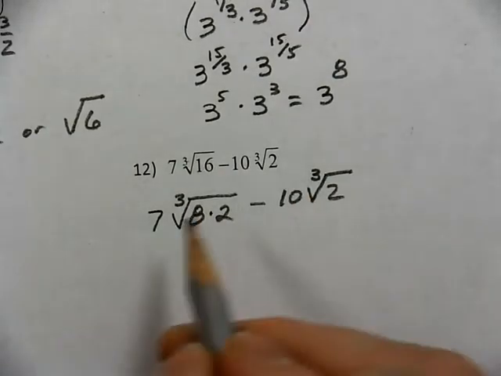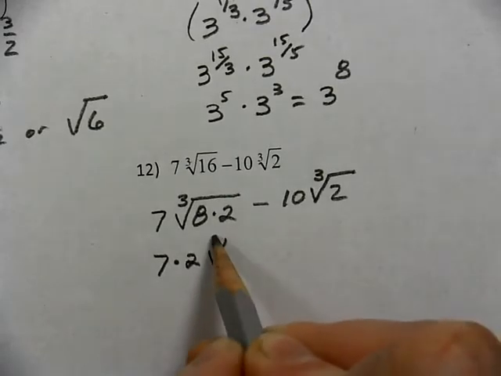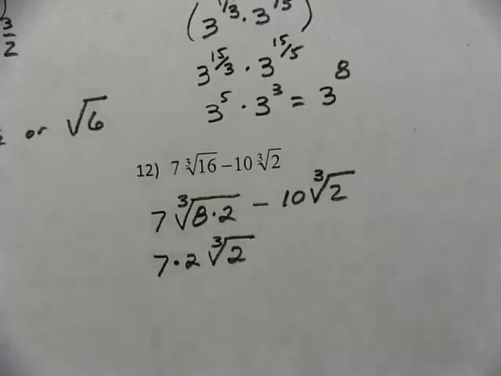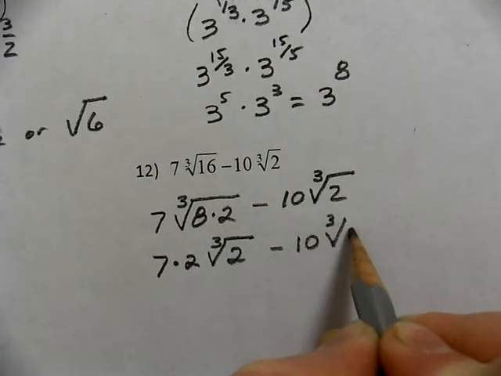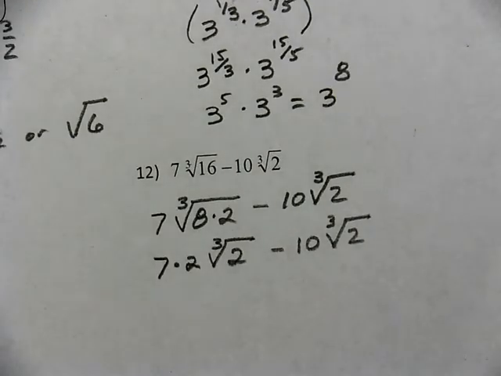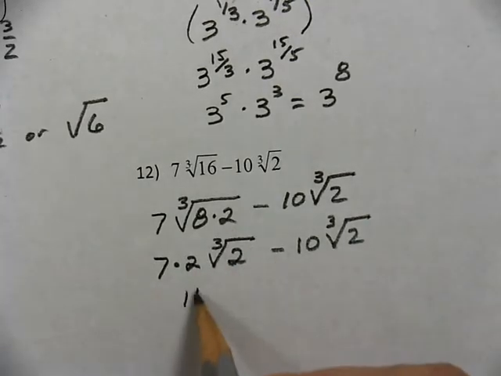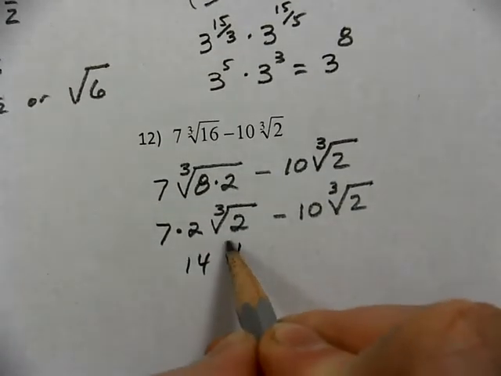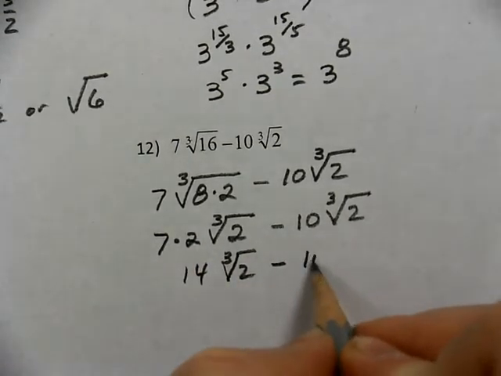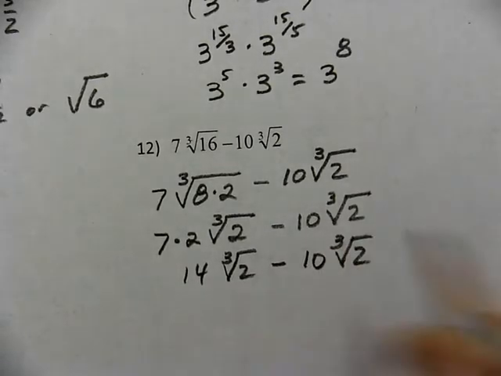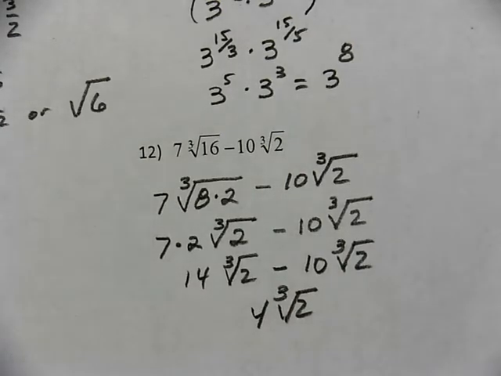Well, the cubed root of 8 is actually 2, so I'm going to bring that 2 out and leave the other 2 sitting inside. So now I notice that the radicands are exactly the same. Simplify this together. 7 times 2, not plus. So that's going to give me 4 cubed root of 2.